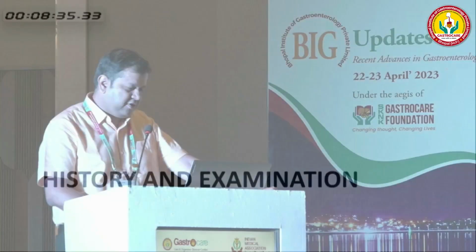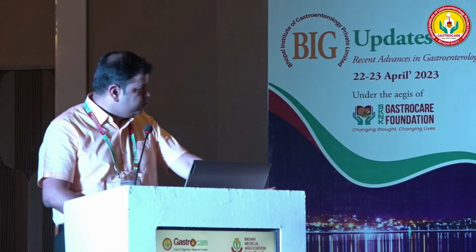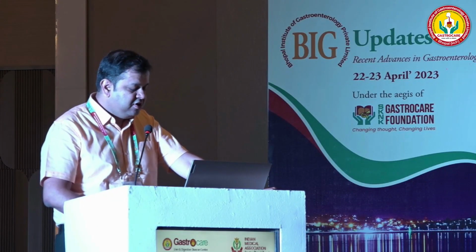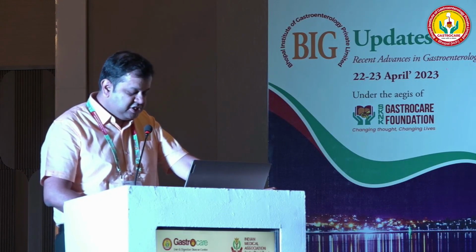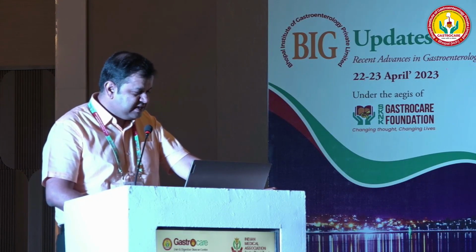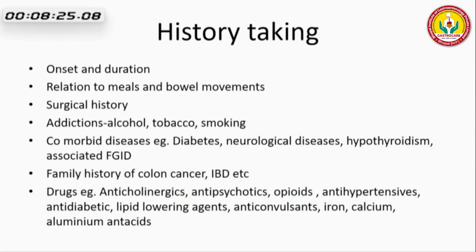So how do we evaluate a patient with chronic constipation? First and foremost is a good history and clinical examination. These two are of paramount importance whenever we are seeing a patient of chronic constipation. History should include onset, duration of constipation, the relationship with meals and bowel movements, any surgical history, history of addictions like tobacco, alcohol, smoking, comorbid diseases, and associated FGIDs.